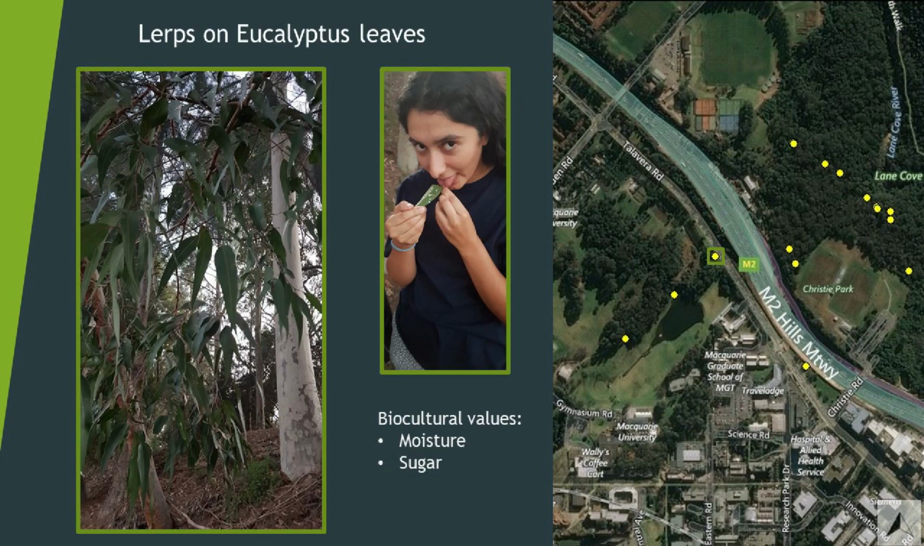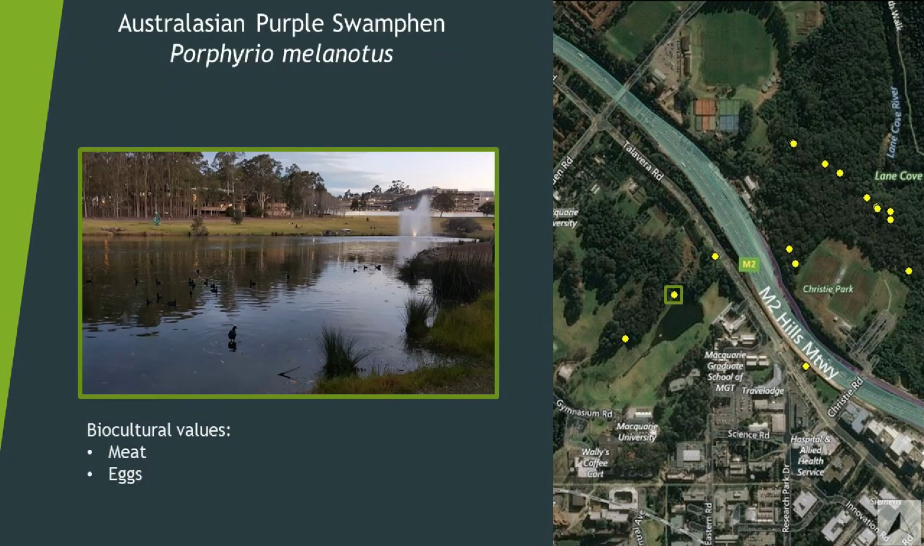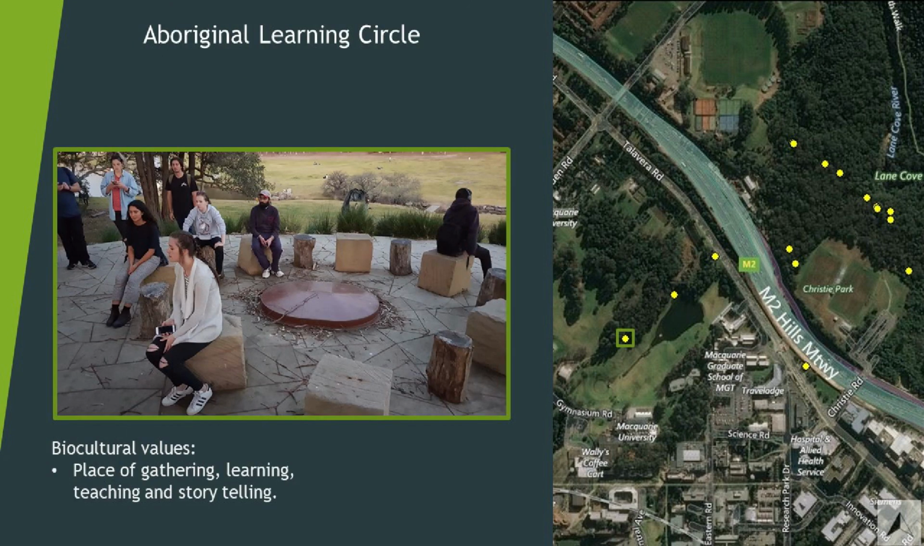This eucalyptus has sugary deposits on its leaves that can be licked for moisture and sustenance. Swamp hens and their eggs are a potential bush tucker. And lastly, the Learning Circle honours the long-existing relationship between Macquarie University and the Darug people and provides a space for oral sharing and handing down of knowledge.